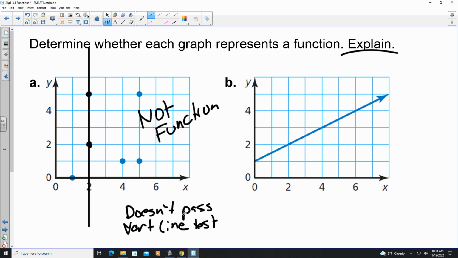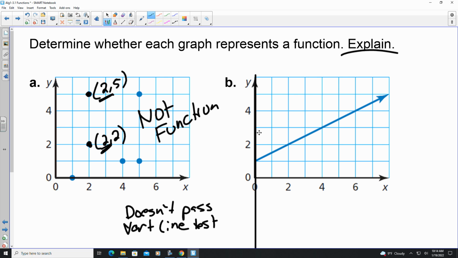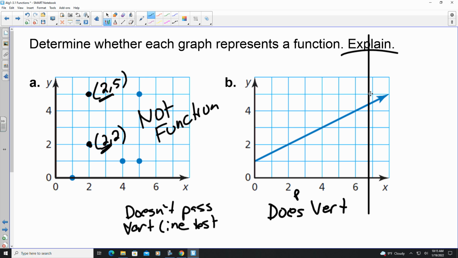Also, you could say, well, this is 2 comma 2. Here, this is 2 comma 5. Oh, look, I got an x repeat. So that is another indicator that it's not a function. I go over here. It looks like it's continuous and it only intersects one time. So it does pass the vertical line test. So B would be a function.